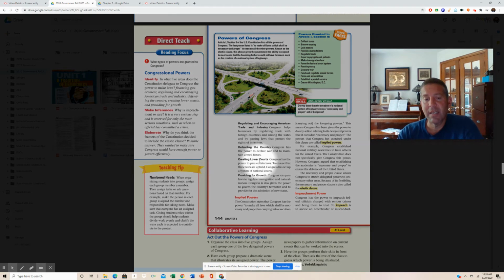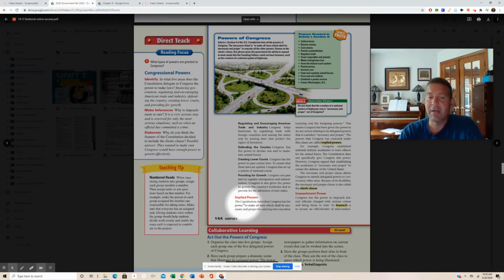And then lastly, the text discusses providing for growth. Congress can pass laws to regulate immigration or naturalization, governing the country's territories, allowing in new states. Those are all specifically listed in the Constitution as part of Congress's delegated powers. So those delegated powers are listed in the Constitution.